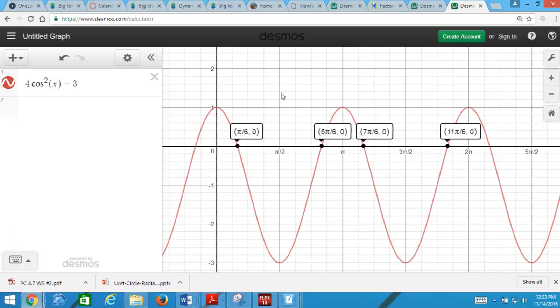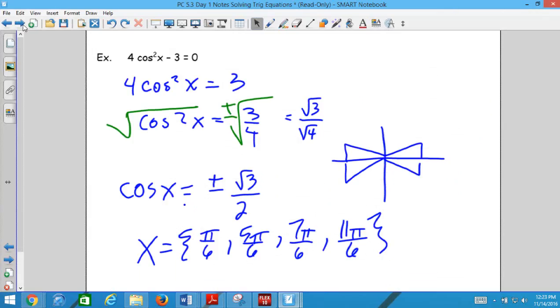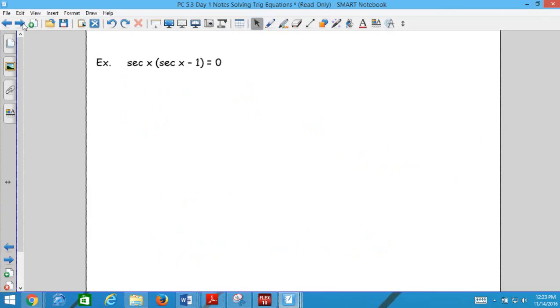Let's go through solving the rest of these, and if you want to check any of your answers or see any of the pictures, we can look at those too. Let's go through solving the rest of these so you know how to do it. Ready? Okay.